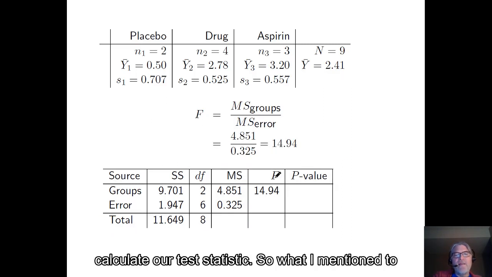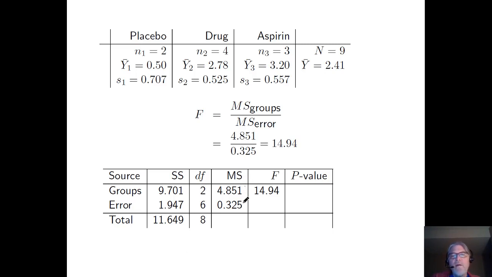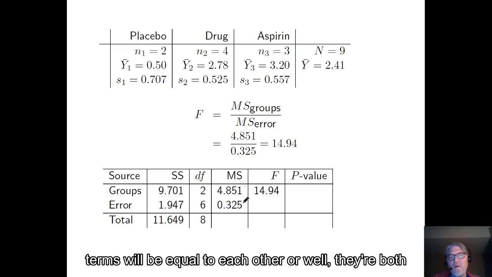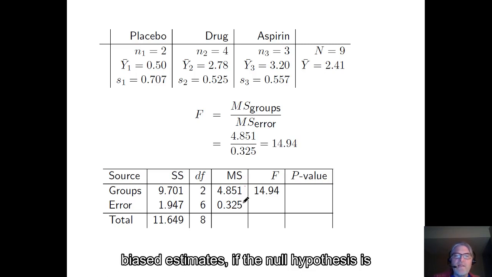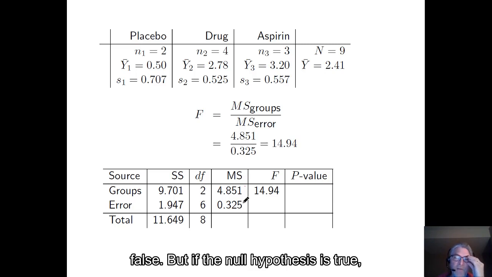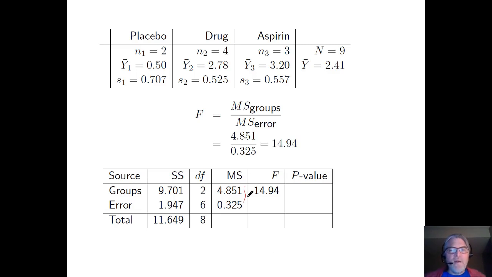Now, how do we calculate our test statistic? What I mentioned to you, and we can't prove in this class because it just involves a lot of math, is that both of these mean squared terms are estimates of the variance in the population if the null hypothesis is true. They're not biased estimates if the null hypothesis is false, but if the null hypothesis is true, they should be equal to each other, or pretty close to equal to each other given sampling error.